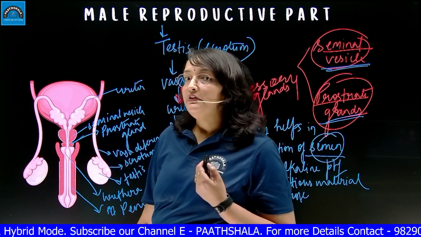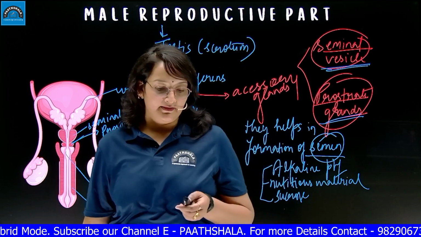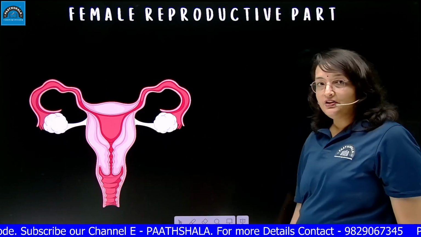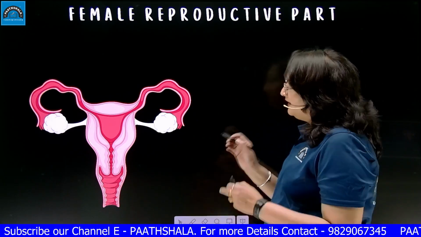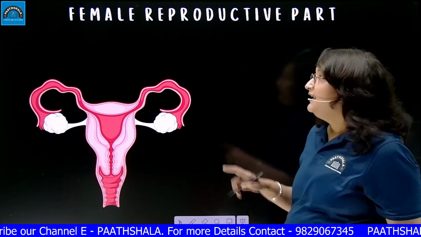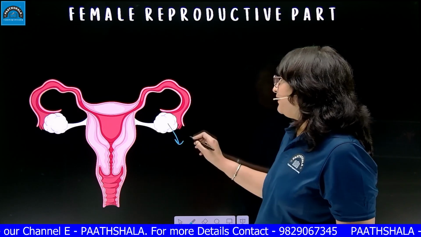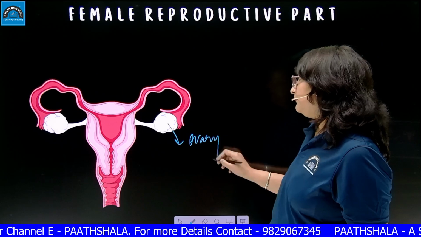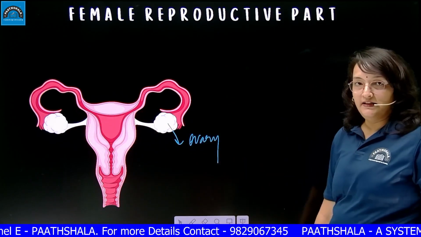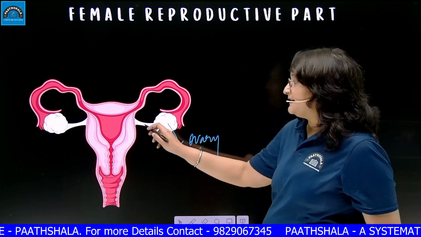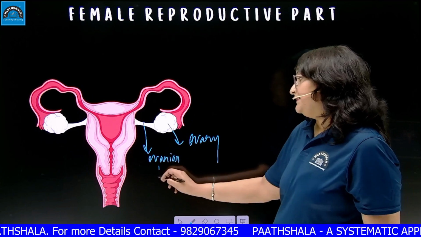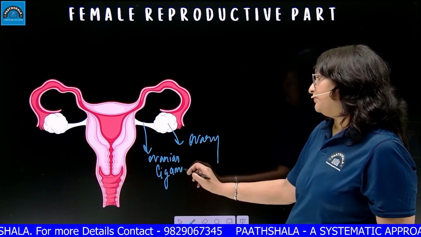Right? Now we have to understand the structure of female reproductive system too. This is the picture which is showing you the structure of female reproductive system. Like in male reproductive system, there was a pair of testes. In female reproductive system, there is a pair of ovaries. Now these ovaries are held by some ligament structure. They are known as ovarian ligament. These are some ligament structures holding these ovaries.